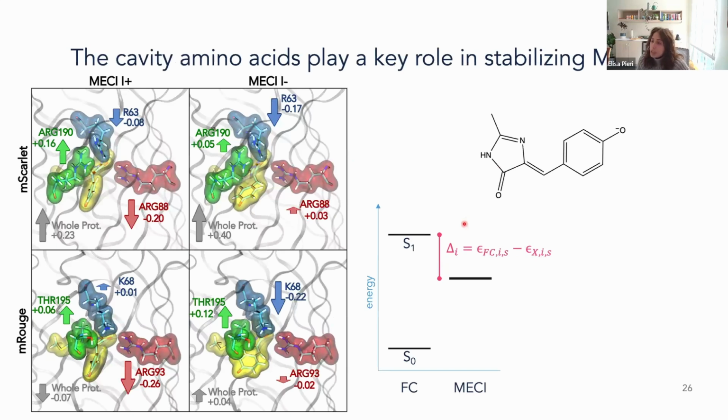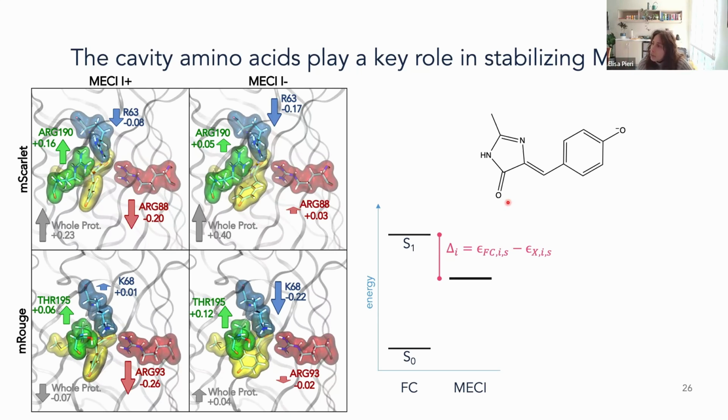So since these two proteins are so similar to each other, how can we find out what is the mutation that is responsible for this huge discrepancy? So we did an analysis calculating energy differences between the energy of the Franck-Condon point and the energy of the MSCI, by stripping the chromophore from the snapshot in the protein and putting it in gas phase. This is what we call the bare chromophore.